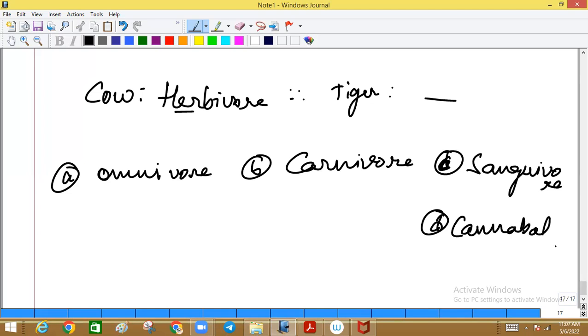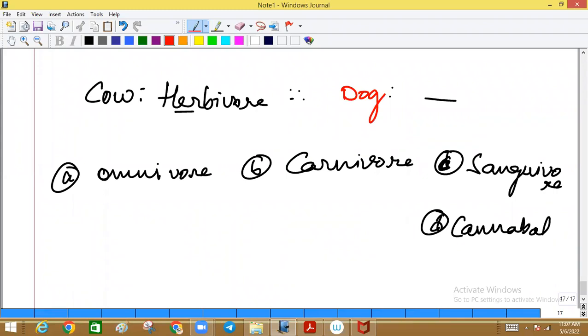Or I can use something like frugivore or insectivore or whatever it may be. Now, once I give this one, cow, herbivore, tiger, what's the answer? Carnivore. Okay, that's good. The moment I change this one, the question also changes, right? In place of tiger, if I take dog, what is the answer? Wrong.